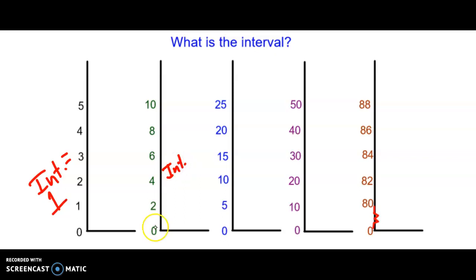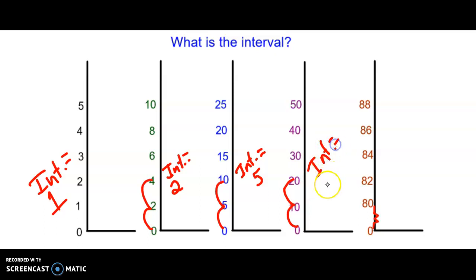Okay, our interval for the next one, 0 to 2, 2 to 4, is jumping by 2. Okay, figure out the next one. Okay, so for this third one, we're jumping from 0 to 5, 5 to 10, which is counting by 5s. Okay, and then we have our fourth one, 0 to 10, 10 to 20. Go ahead and hit pause when you're ready, come back. Okay, our interval for that one is counting by tens, and it would just keep going.